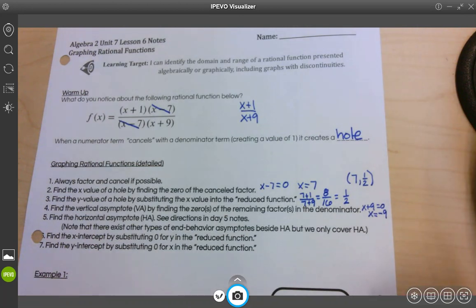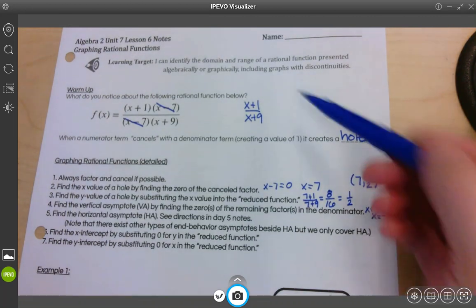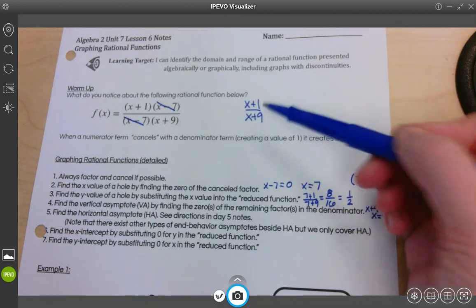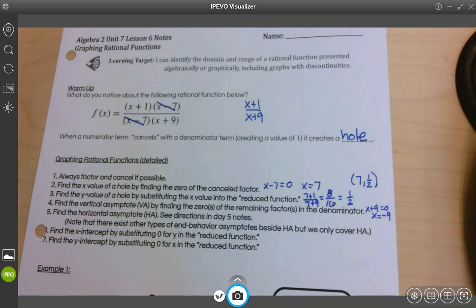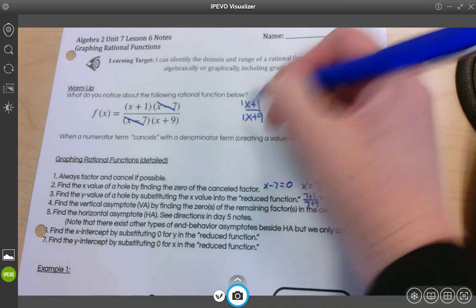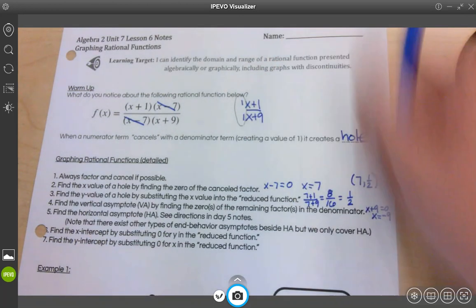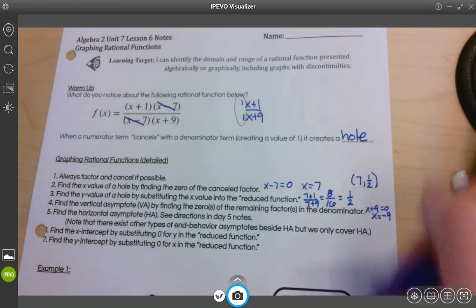Find the horizontal asymptote. See the directions in the day 5 notes. So in the day 5 notes, we had those detailed directions about if the degree of the top is bigger, if the degree of the bottom is bigger, if the degrees are the same. What would you say about the degrees of the numerator and the denominator? They're the same. And when they're the same, we take the coefficients of your leading term, 1 and 1, and you create that fraction. 1 over 1 is 1. So it's just going to be y equals 1 in this case.